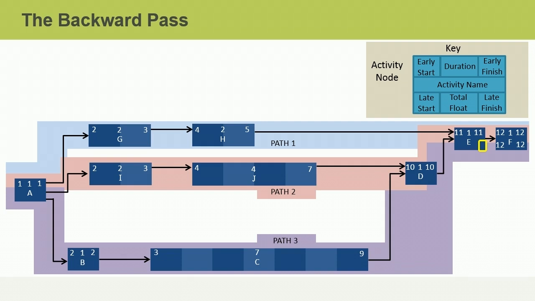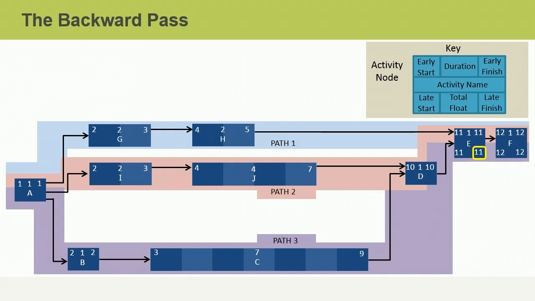Let's start by asking the question, if December, or 12, is the latest that activity F can start, what is the latest that activity E can finish? You may pause the video at any time to determine the answer, and then resume the video when you're ready to hear the correct answer. If you said 11 or the end of November, you are correct. In order for activity F to start in December, activity E must finish no later than the end of November.